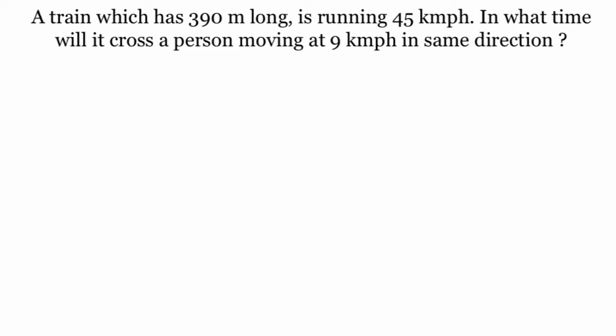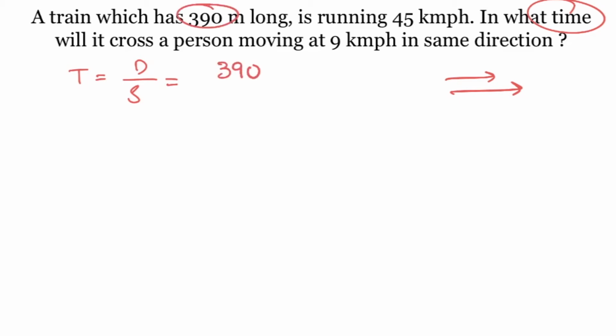A train which is 390 meters long is running at 45 kmph. In what time will it cross a person moving at 9 kmph in same direction? Train and man are moving in same direction. What time? Time is required. Time formula is distance by speed. Distance is, a train crossing man means train crossing itself. Train crossing its own length 390 divided by two speeds are given, 45, 9.